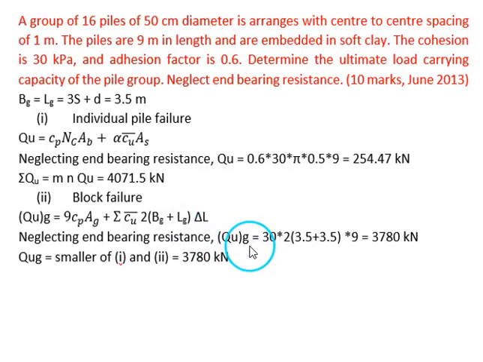So capacity of pile group, by ignoring the end bearing resistance, we will be getting Cu bar into Asg. Cu bar cohesion is given as 30 and surface area of pile group is equal to perimeter into length. So 2 into 3.5 plus 3.5 into 9. It is coming as 3780 kilonewton. Then we have to take the smaller of these two values as the capacity of the pile group.